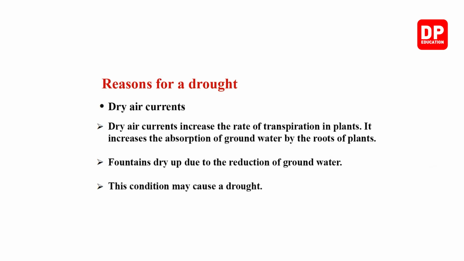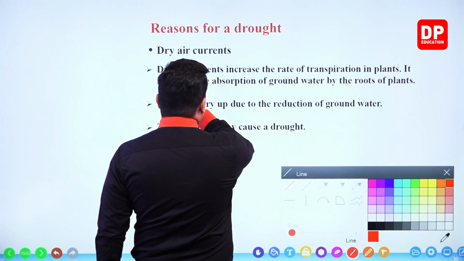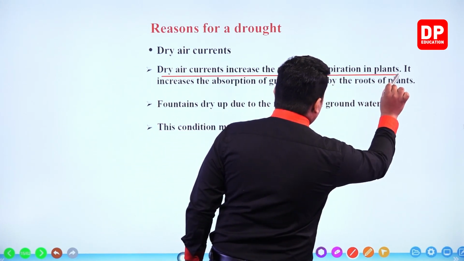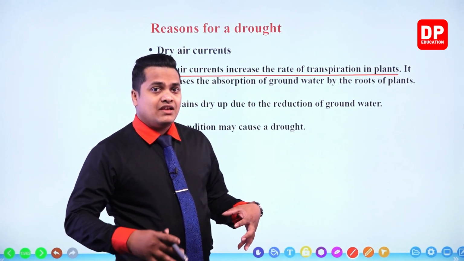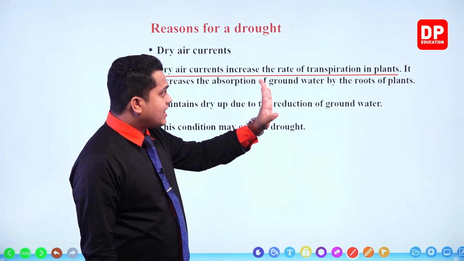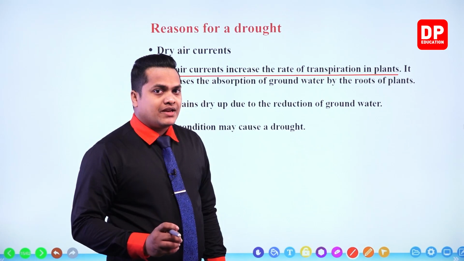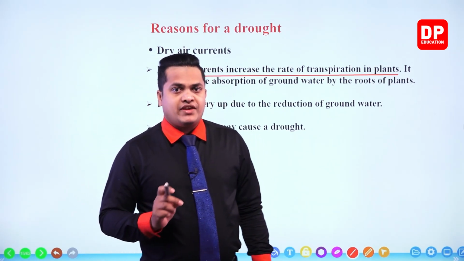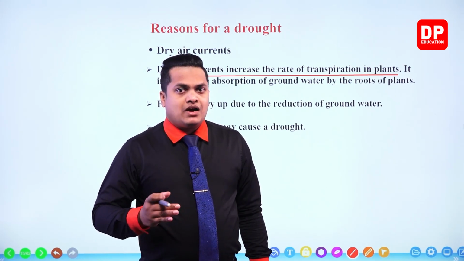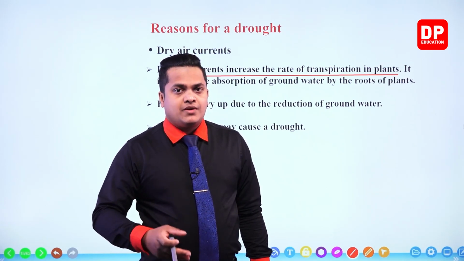The dry air currents. This is the second natural reason for the occurrence of a drought. Here it is given that dry air currents increase the rate of transpiration in plants. The main effect of dry air currents is the increase of transpiration in plants. You know that transpiration is a process where the plant leaves release water vapor which has been absorbed from the soil.